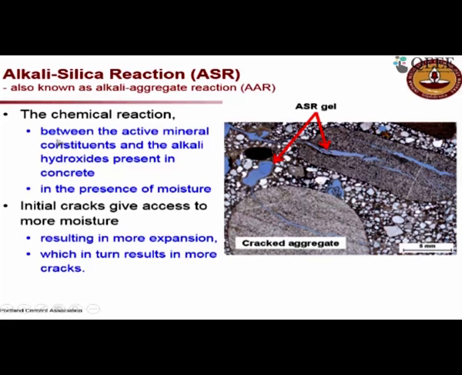By active mineral constituents, we basically mean the aggregates present in the concrete. If they are active aggregates or reactive silica, they react with the alkali hydroxide present in the concrete and form a gel structure, which can also absorb moisture and lead to cracking of the concrete, like you see here. This blue colored thing is the gel which is causing a crack in the aggregate here. Here also you can see the aggregate cracking. So this gel is causing cracking, penetrating, and then further expanding.